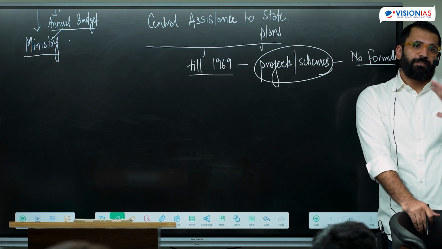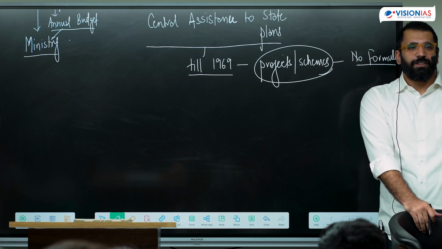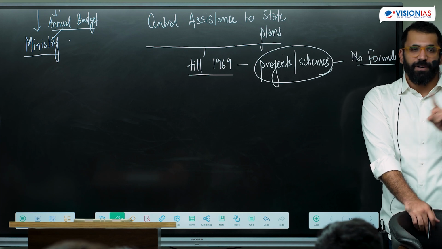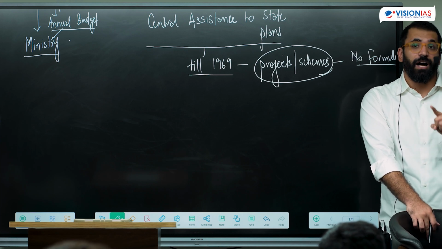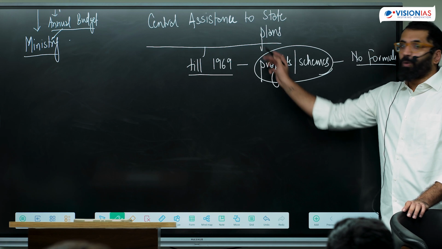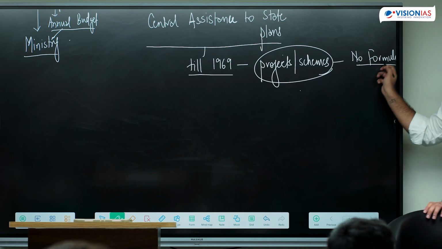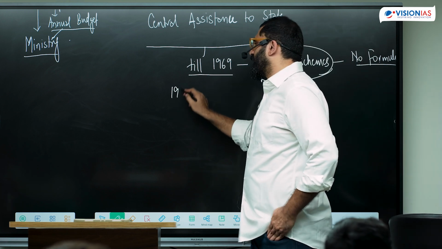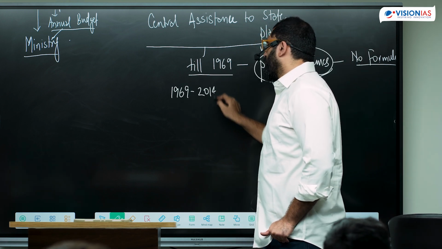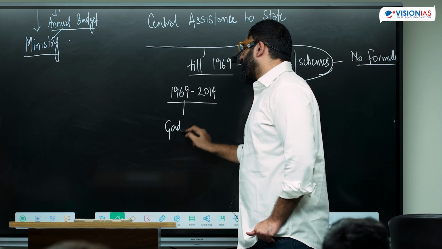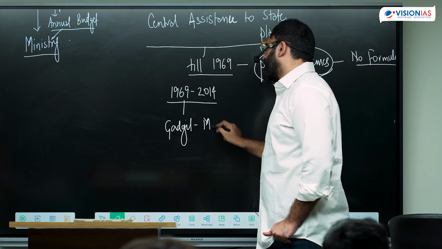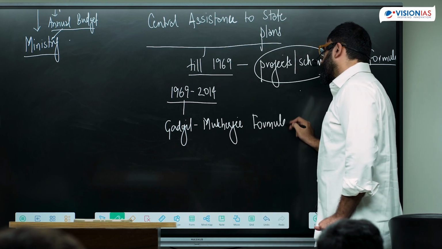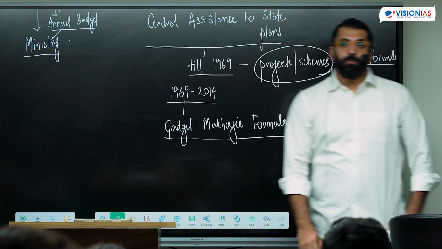Now, if you see the political development in India also, till 1967, you have the Congress government both in center and states. So whatever the planning commission is doing, they don't have a problem. But after 67, a lot of regional governments are coming to power. Now they are saying whatever money you give to us should not be project based, but should have a particular formula. And this is where a formula was devised after 1969 till 2014. This was called the Gadgil-Mukherjee formula.